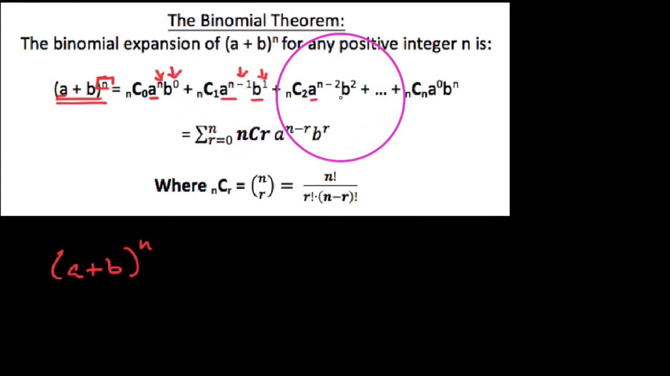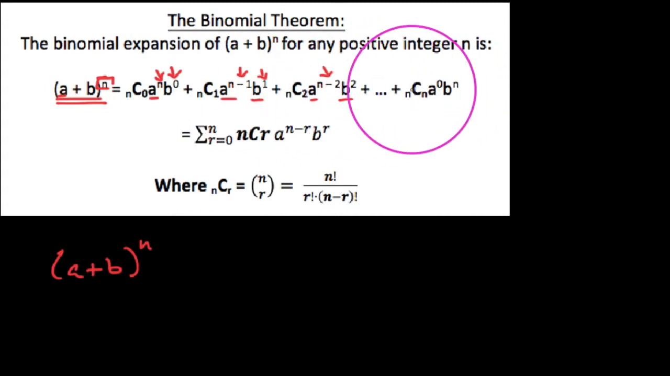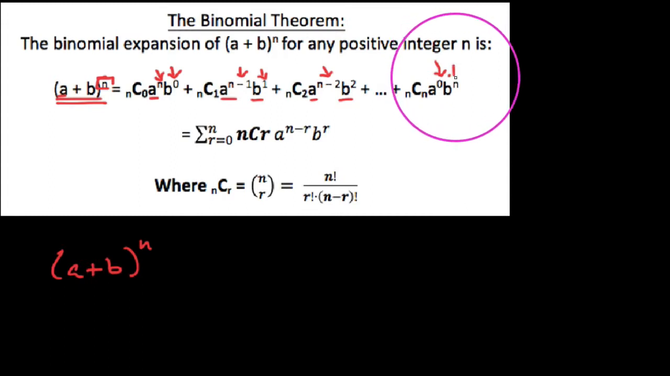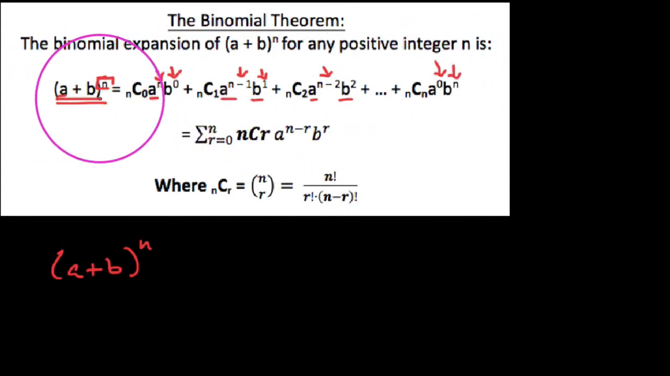And for the next term, look at the exponent on it. A got 2 smaller than the original one, but b is 2 bigger than the original one, which were n and 0 respectively. So in general, this is going to keep happening until a has none of the power left and b has all of the power left. So this is what's happening to our exponents on our values of a and b.